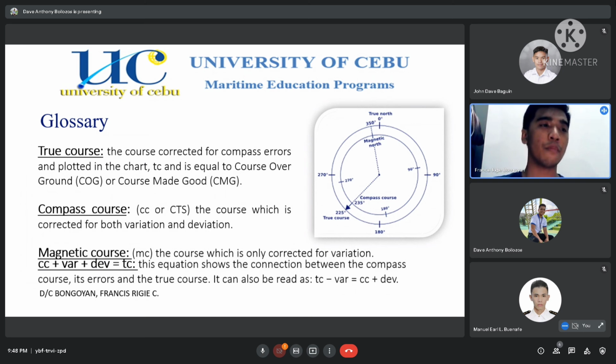And next, compass course plus variation plus deviation is equal to true course. This equation shows the connection between the compass course, its error, and true course. It can also be read as true course minus variation is equal to compass course plus deviation.